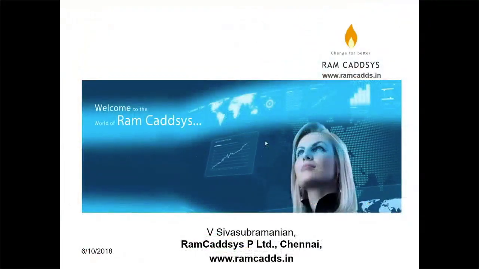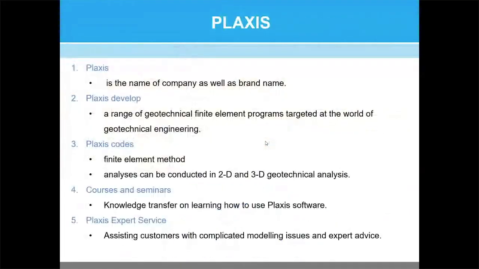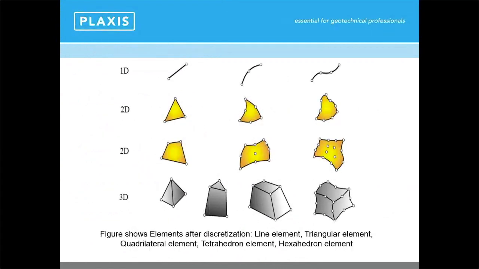So today, just to introduce how we are going to use our Plaxis. These things you already know. Plaxis is the name of the software, and where we are developing. We have two types of code, Plaxis 2D and 3D. So today we are going to learn something about 3D.